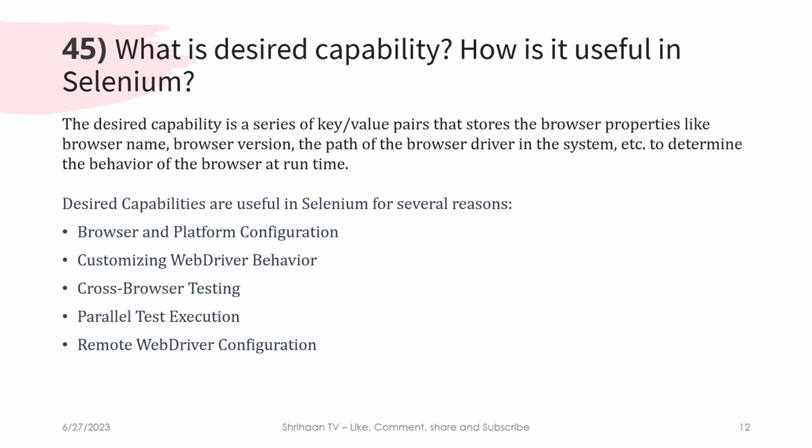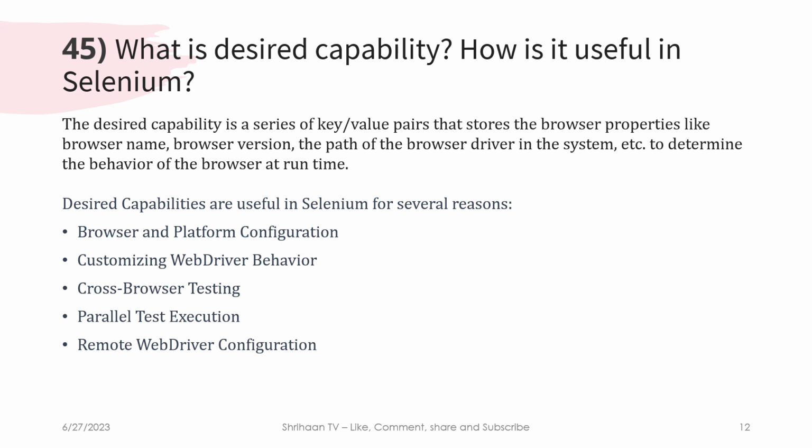The next one is cross-browser testing. It has that ability also. With desired capabilities, we can easily switch between different browsers for testing. By specifying the desired browser name in the capabilities, we can run our tests on multiple browsers without changing our test code. So cross-browser testing is one of the reasons to use desired capabilities.